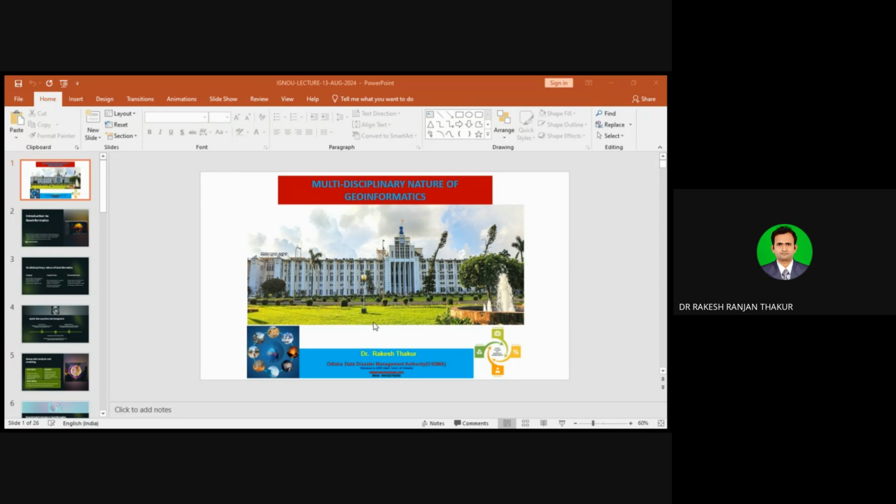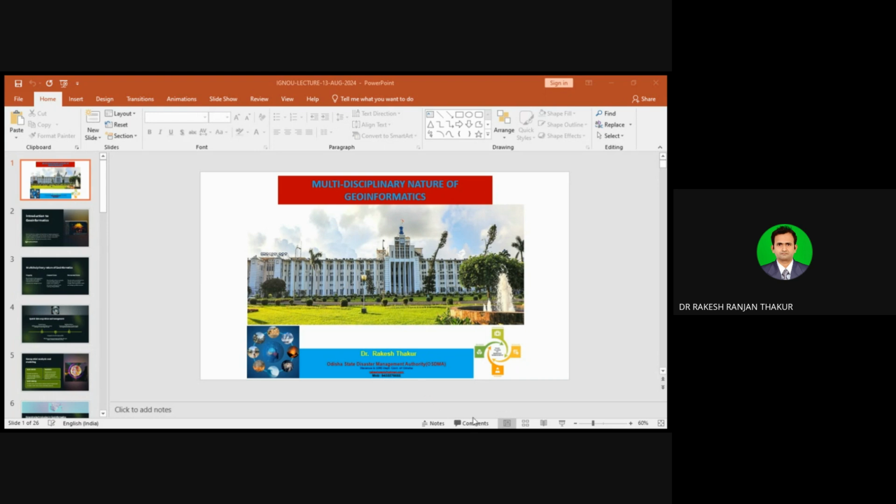Like you can see, geoinformatics, its introduction, then we'll talk about the multidisciplinary nature of geoinformatics, how different subjects are interrelated, and how in geoinformatics we are studying different types of subjects, and how the technology can be useful for different topics, different subject matter specialists, and academicians from various subjects.